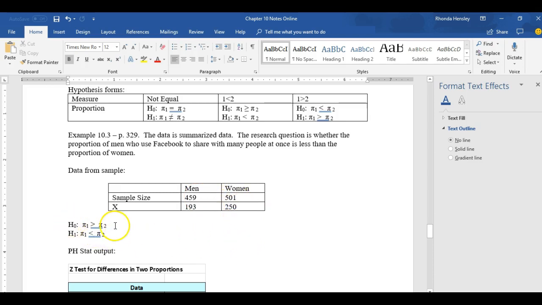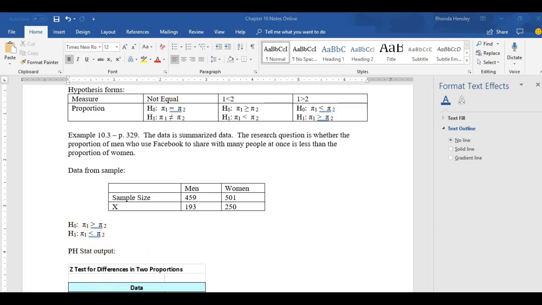So when I write this, because my research question said, is the proportion of men less than, assuming that men are my first population, my null hypothesis is that pi 1 is greater than or equal to pi 2, and my alternative, which goes to my research question, is that the men have a smaller proportion than the women.